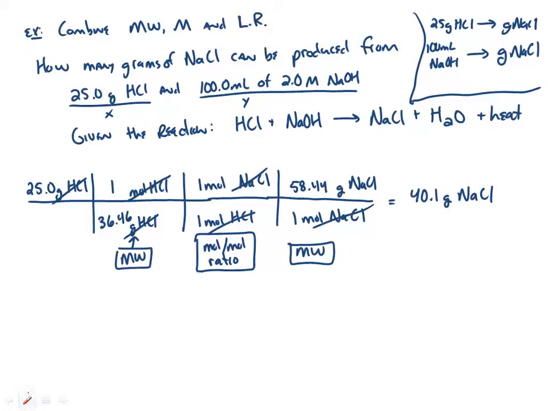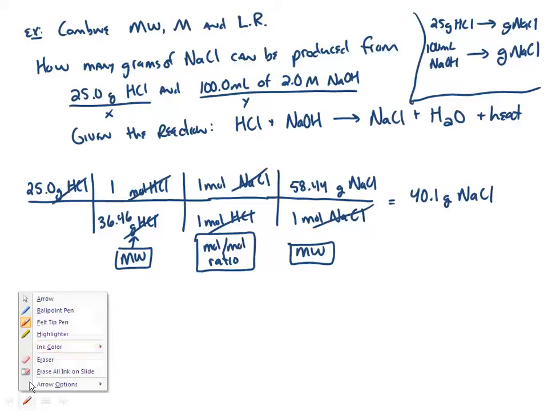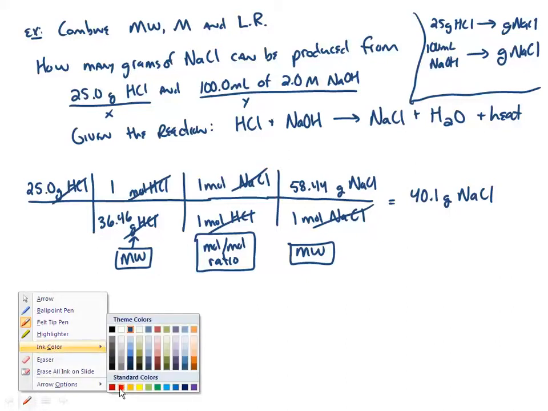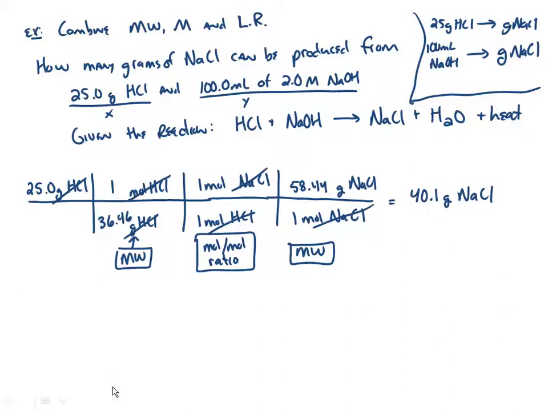And I'll do the second calculation in another color to keep clear all the little extra annotations that I have. Oh, come on, just push the ink color button. So we're going to do the exact same calculation, except now we're going to start with 100 milliliters of NaOH.